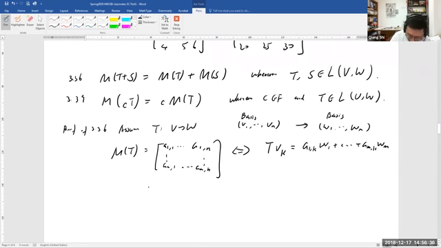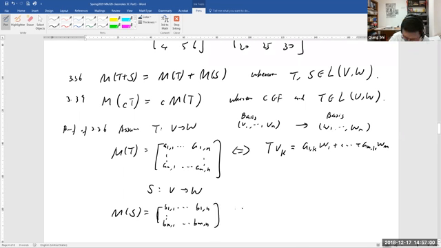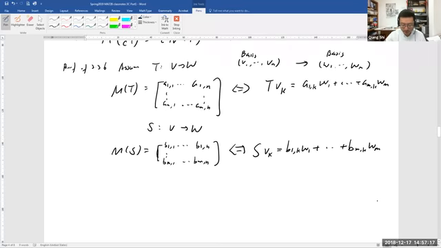And then similarly, if you assume S is from V to W, then there is a matrix associated with S. So this is B11 up to B1n and BM1 up to BMN. Right, so then if you have S acting on V sub K here, this is B1K W1 add up to BMK WM. All right. Now, what is the sum?